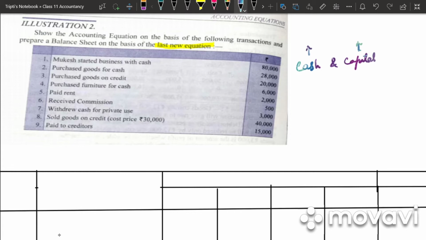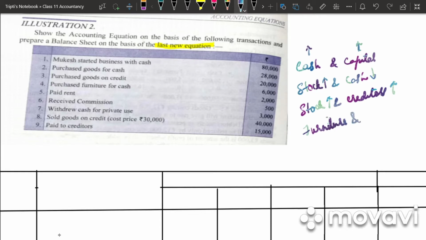Next we have purchase goods for cash. So again there is stock and cash. Our stock is increasing, our cash is decreasing. Then we have purchase goods on credit, stock and creditors. Our stock is increasing, our creditors is also increasing. Next we have purchase furniture for cash. Again we have furniture and cash. Our furniture is increasing.